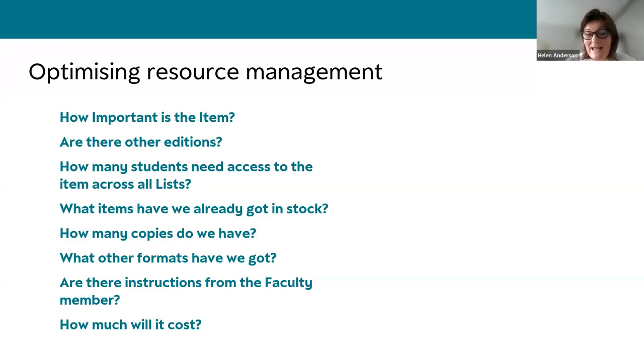And these are things like, how important is the item? Are there any other editions? How many students need access to the item across all the lists? What items have we got in stock? How many copies do we have? What other formats have we got? Are there instructions from the faculty member? And most importantly, how much will it cost?